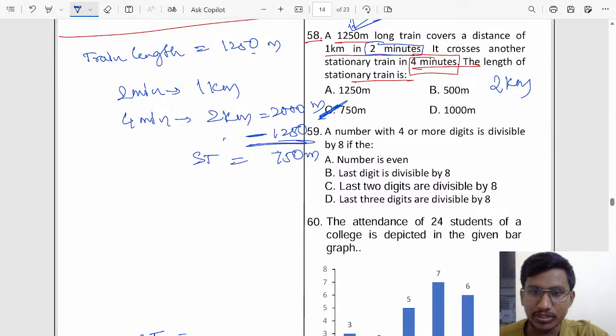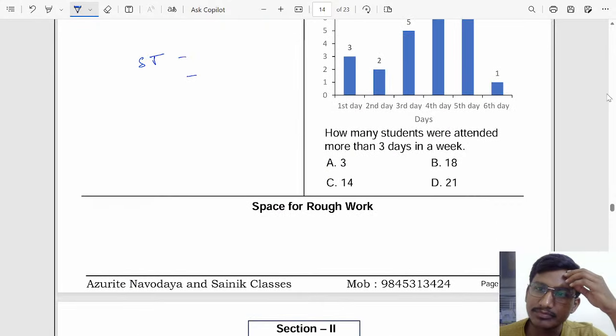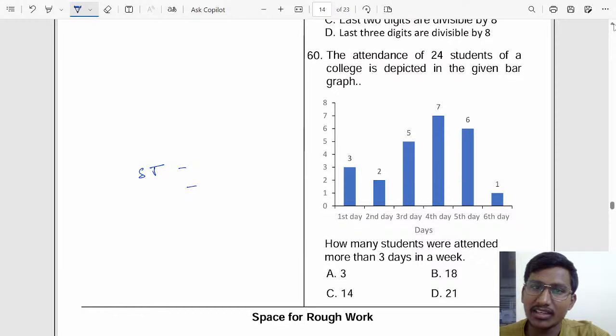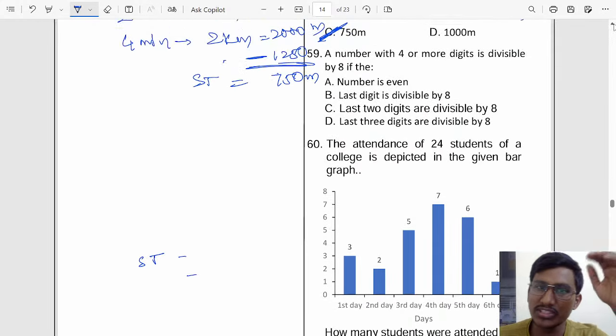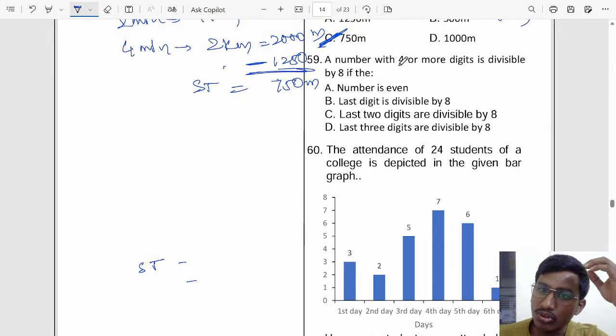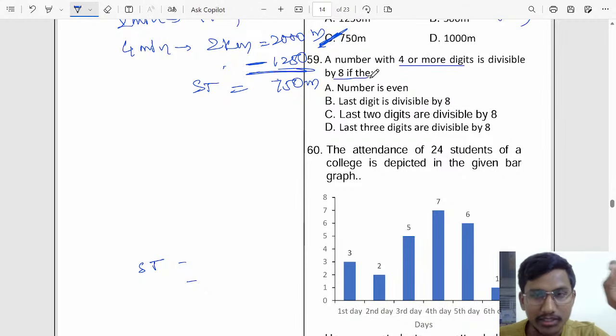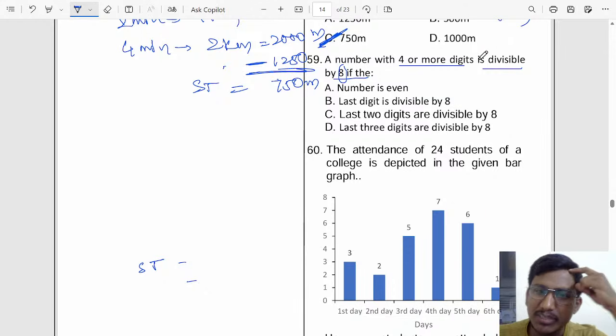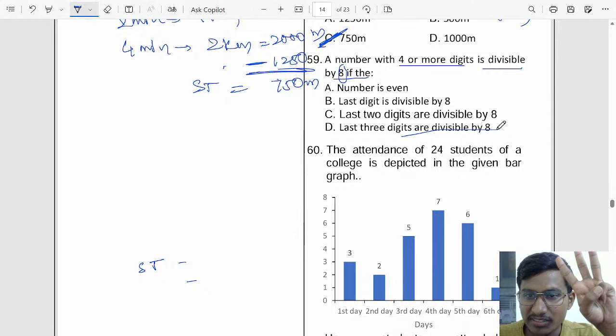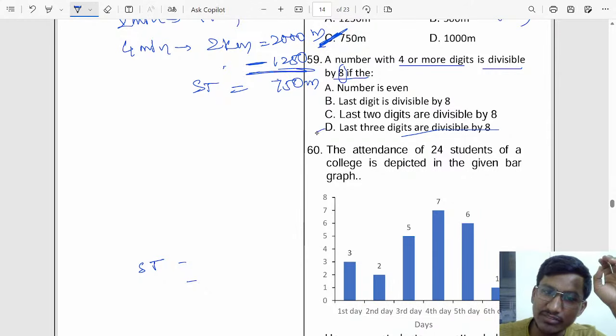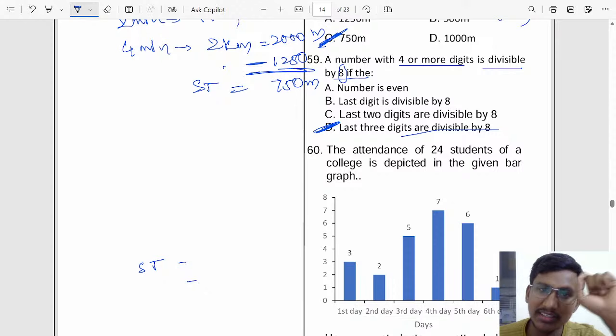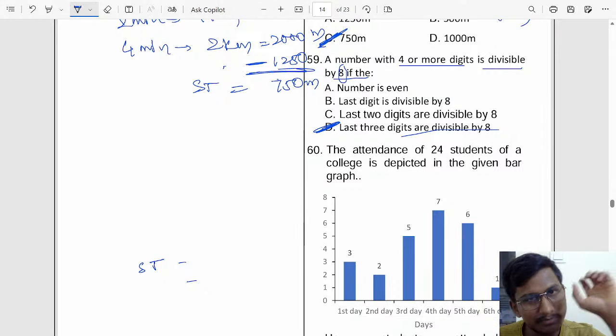Understood? Okay, good. Now let us do the next question, question 59. The number with 4 or more digits is divisible by 8 if what? They are asking about the divisibility of 8, which we just saw. If the last 3 digits are divisible by 8, then the number is divisible by 8. So that is the answer, option D.